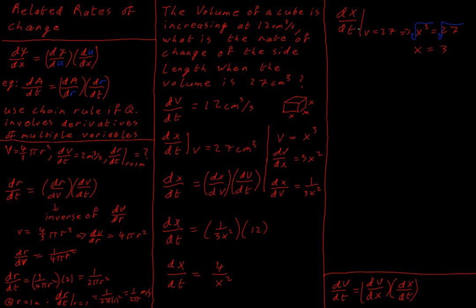So what we're looking for, if we want to know what dx/dt is equal to when v is 27, we're really looking for dx/dt when x is 3. All I'm going to have to do is sub in my value for x. I end up with 4 over 9. And the units for that, dx/dt, would be length per time. And my length is in centimeters, and my time is in seconds. That's given to me because my volume was in centimeters cubed per second. So I know I'm dealing with centimeters and seconds. And that is what we need.